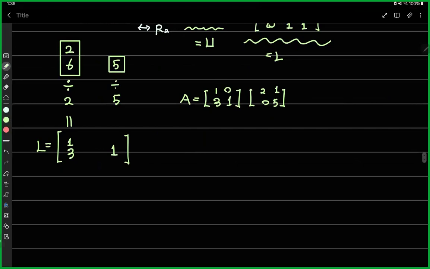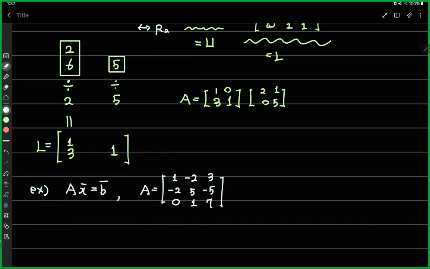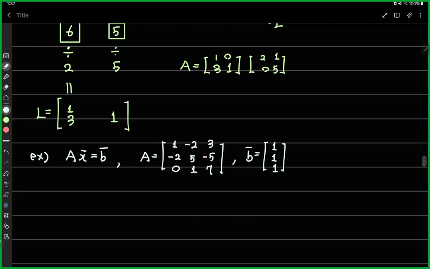Okay, and now let's solve the system. One more example. So let's say AX bar is equal to B bar. Let's consider that system. Here A is equal to 1, negative 2, 3, negative 2, 5, negative 5, 0, 1, 7. Here B bar is equal to 1, 1, 1. So solve this system using LU factorization.